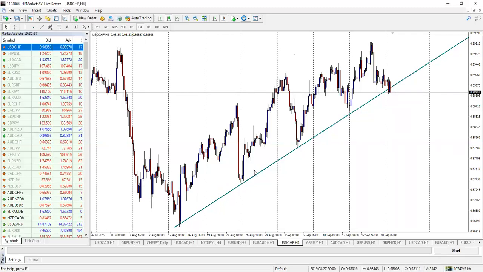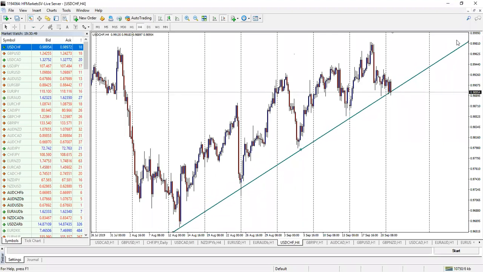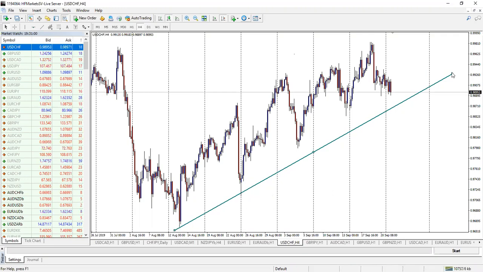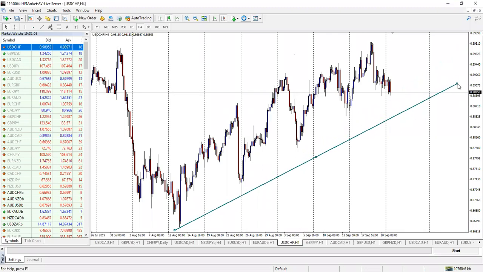You see this touch here, another one here, another one here, another one there. Okay, that one is valid because we could not take this one here, because you can see just only two touches. Here and here, but the valid trend line is this one, because it involves a lot of touches.